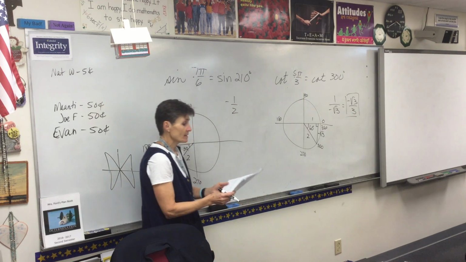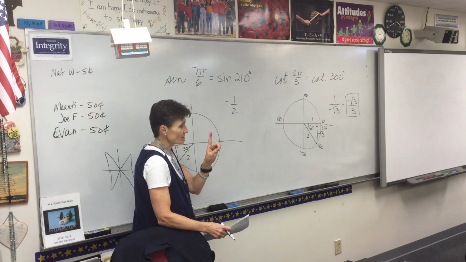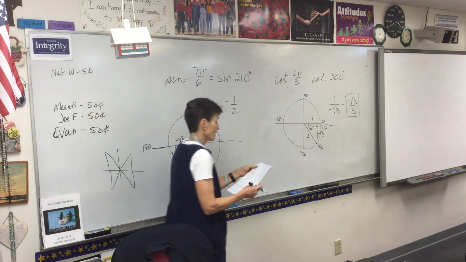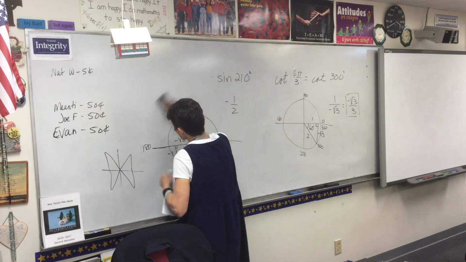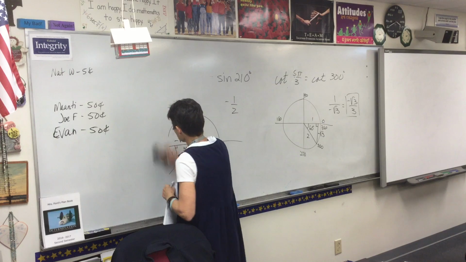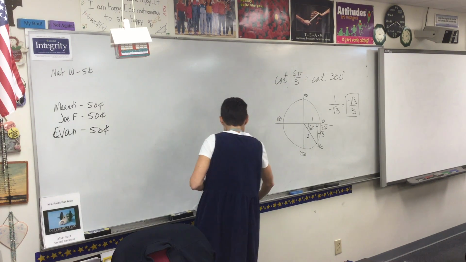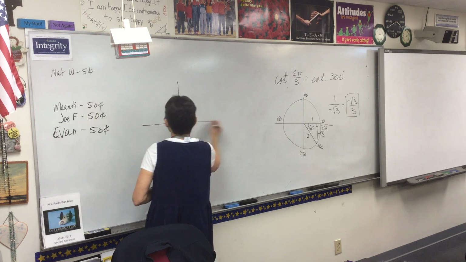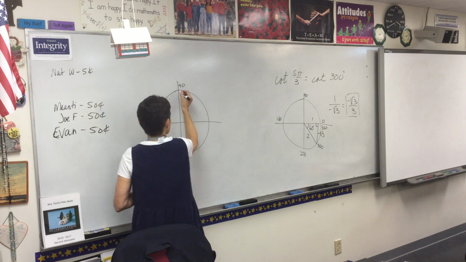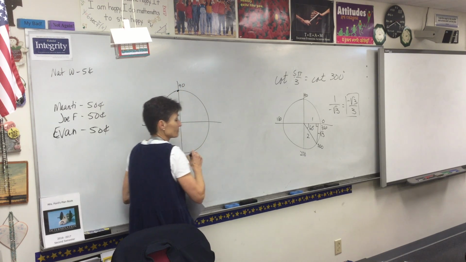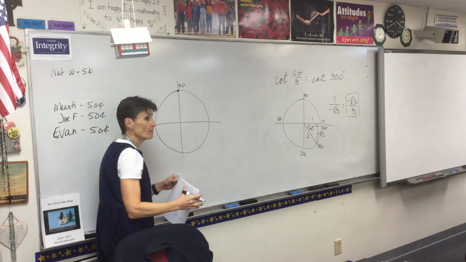Now, the next problems are the same thing, except there's a slight difference. We're finding the sine and cosine and so on for 90. What is different about 90? It doesn't do the butterfly. So 90 is up here. Would you agree? And I can't do the butterfly.